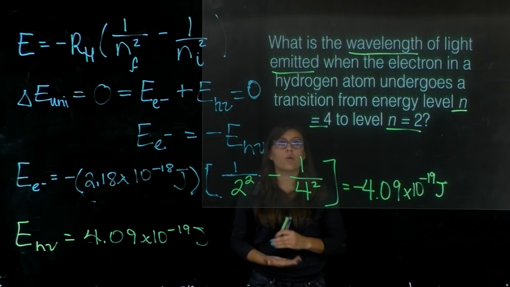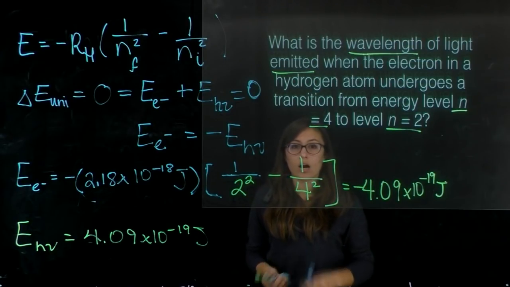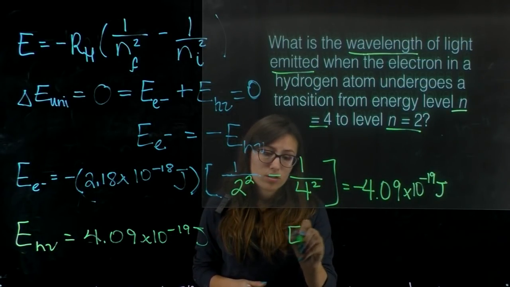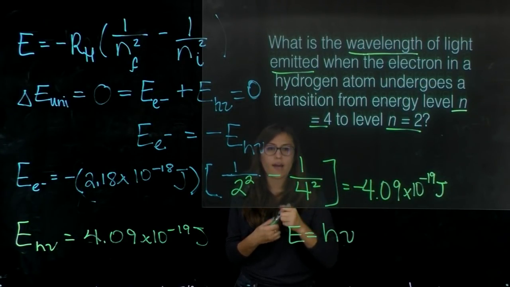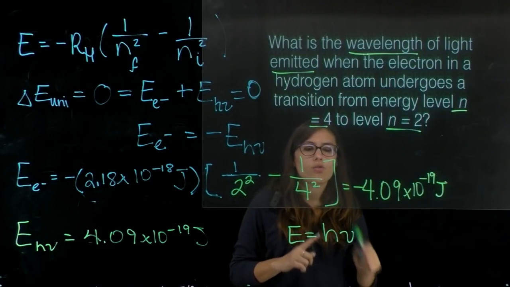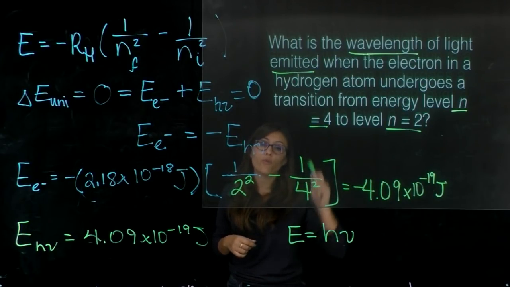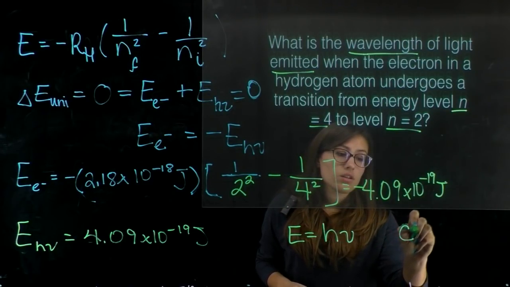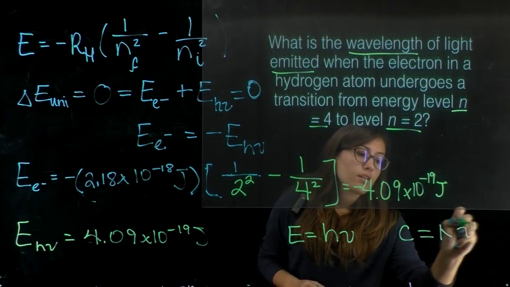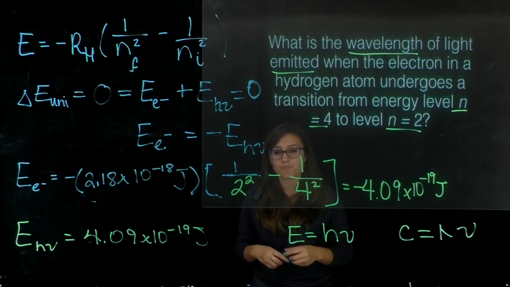They ask us, what is the wavelength of light emitted when the electron undergoes the following transition? So we're looking for wavelength. Well, we know that energy is also equal to Planck's constant times frequency. Frequency is going to be the key factor in solving this problem, because frequency is related to wavelength by the following equation: speed of light is equal to wavelength times frequency.